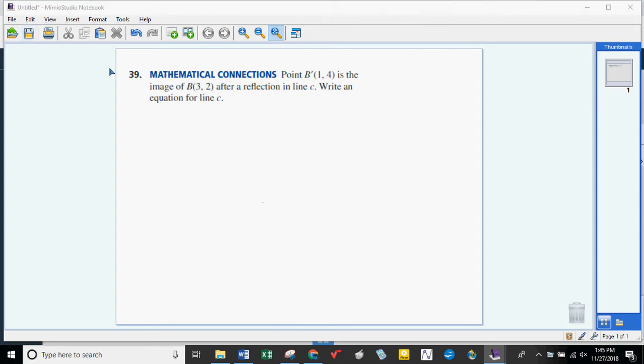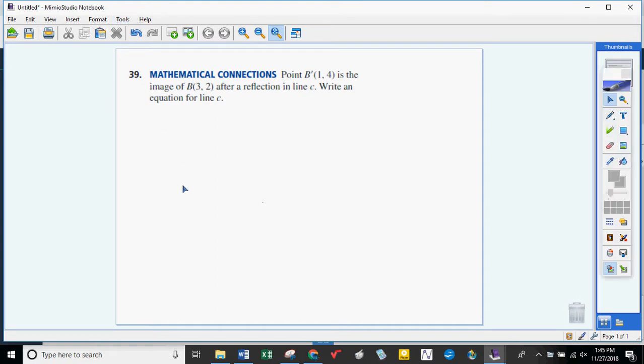4.2 in our geometry textbooks, and this is problem number 39. Point B prime (1, 4) is the image of B (3, 2) after a reflection in line C. Write an equation for line C.